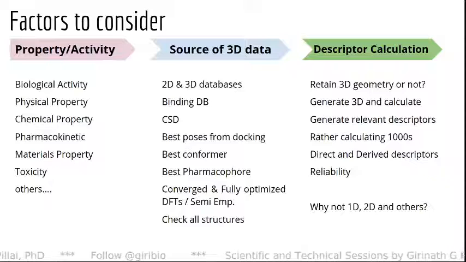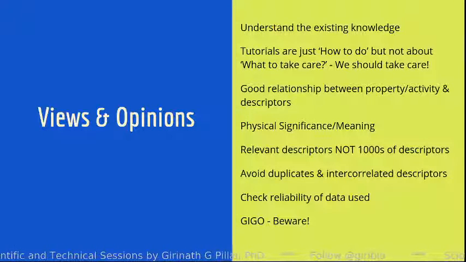Now you might also think, why not 1D, 2D and others? Of course you can do that, but today we were focusing more on 3D, because it's always a bit challenging when you use 3D structures and descriptors; you might not end up with the desired model. So how you consider the 3D data of the structures for the modeling is very important. Some of my views and opinions: please understand the existing knowledge limitations, and tutorials are just about how to do, but not about what to take care of. So we should take care of all the data and its relevance and others.